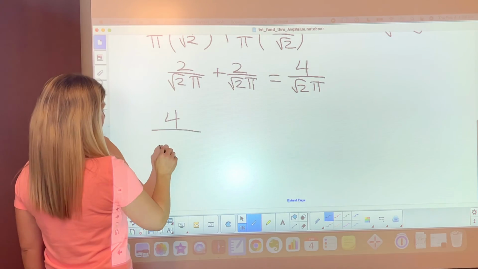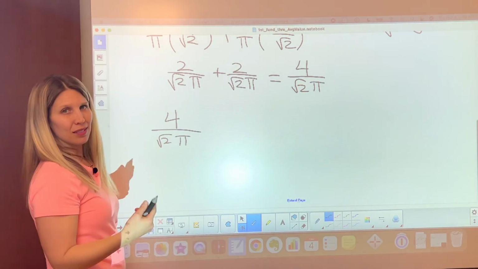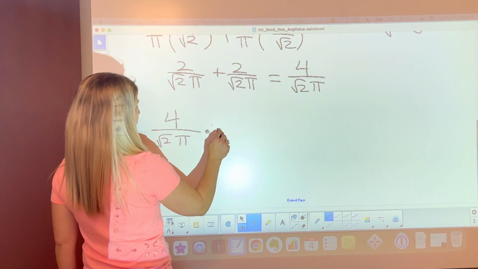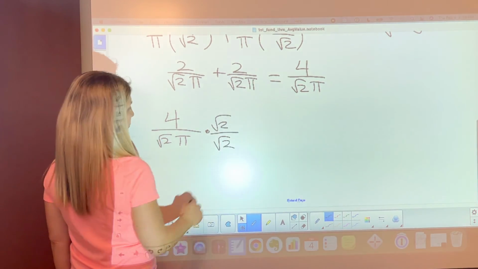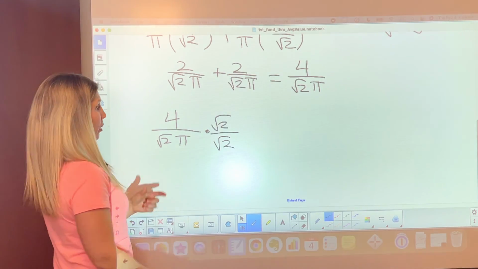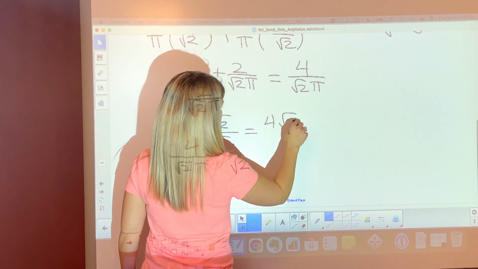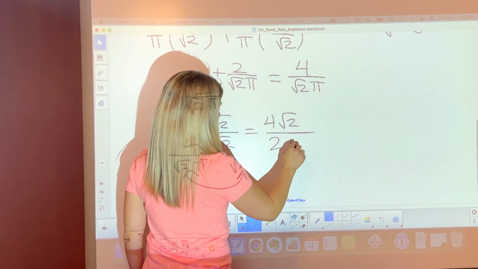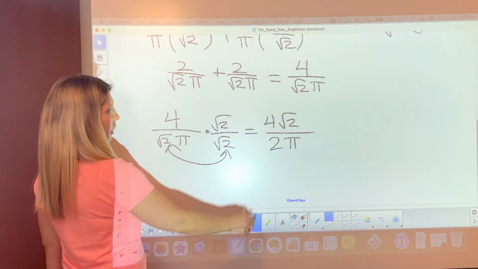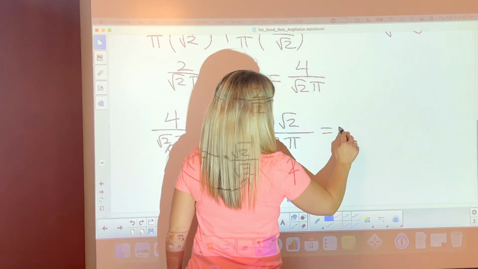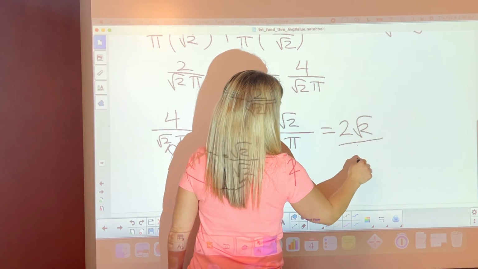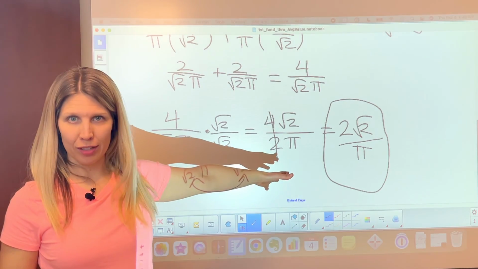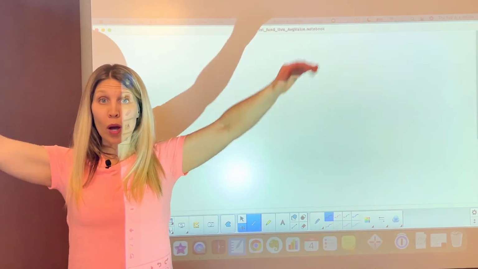So I'm going to rewrite this because we have to get rid of that square root in the bottom because it's just mathematically not a good idea. So we're going to have to multiply by square root of 2 over square root of 2 to get rid of this guy in the denominator. So now you've got 4 square root of 2 over square root of 2 times square root of 2, that sucker's going to drop, 2 pi. That's nice. Those will simplify. You're going to be left with 2 square root of 2 over pi. And that, my friends, means you're done. Woohoo! We're out.